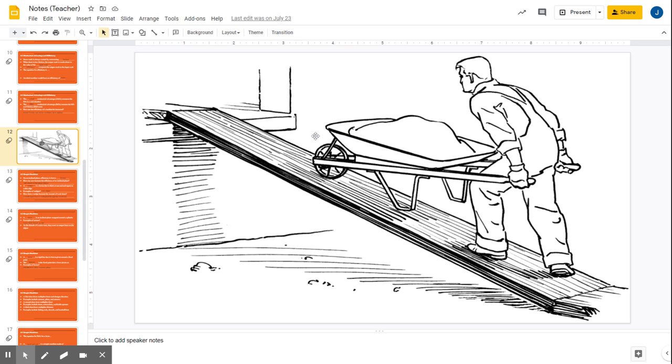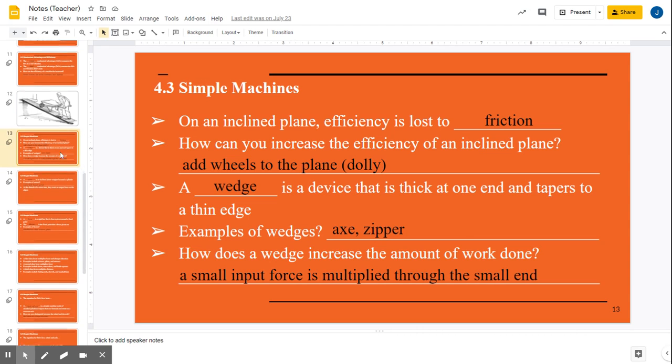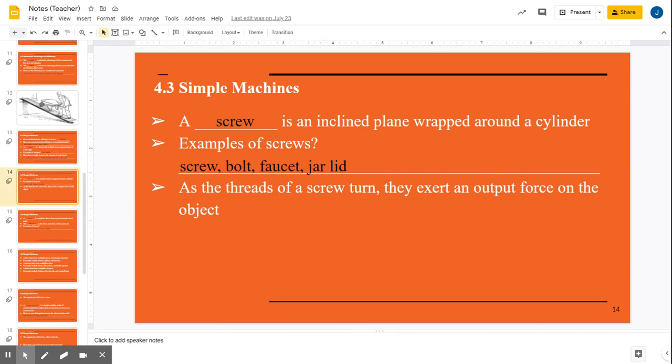Well, here we are on day number 5 of 7. On our last lesson, we looked at the first part of 4.3. We had 3 simple machines that were introduced. Today we introduced the final 3. We had the inclined plane, we had the wedge, we had a screw.